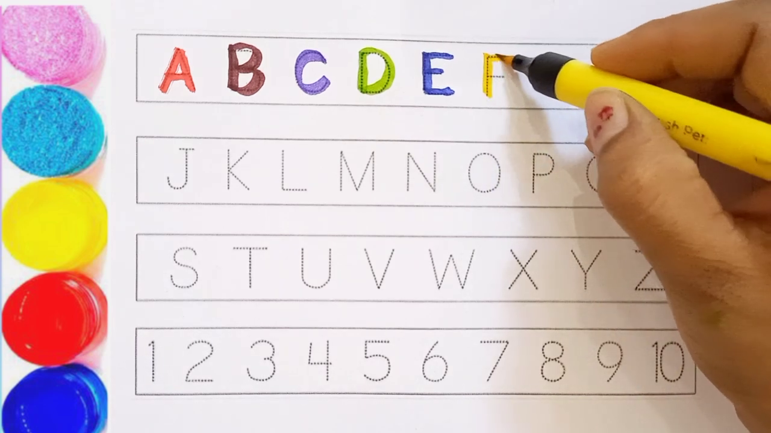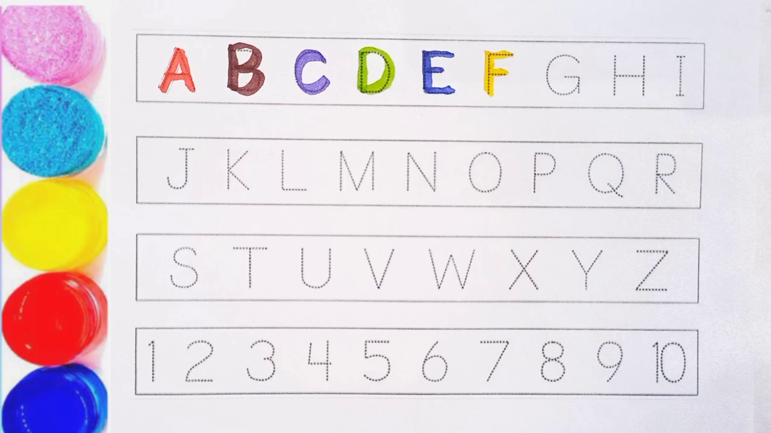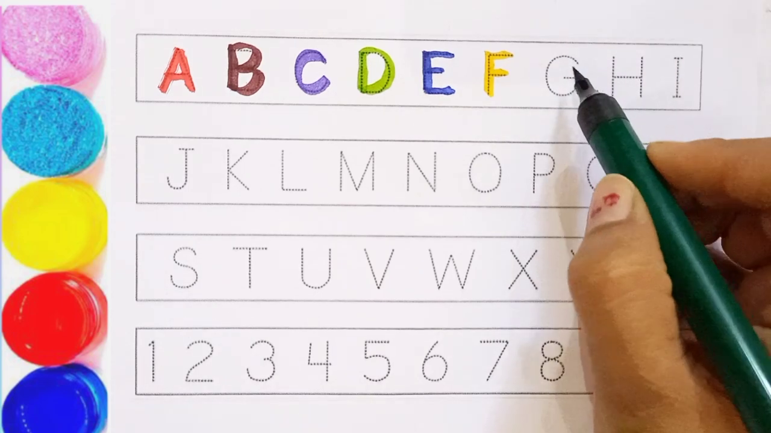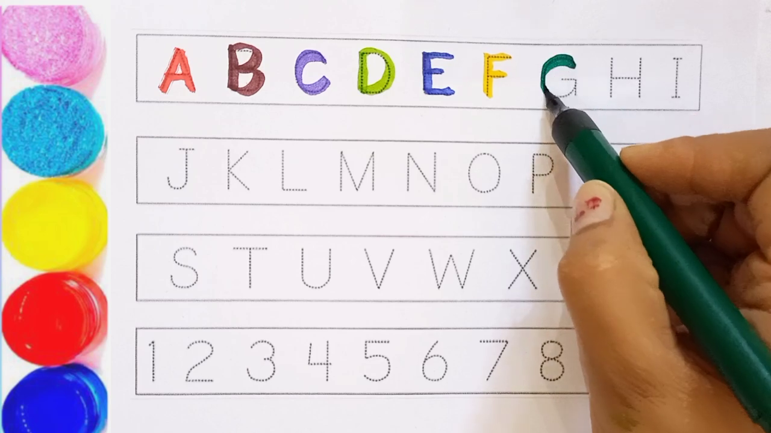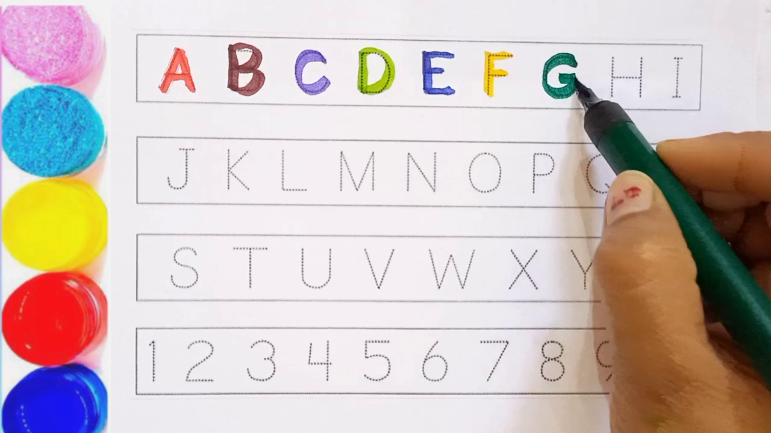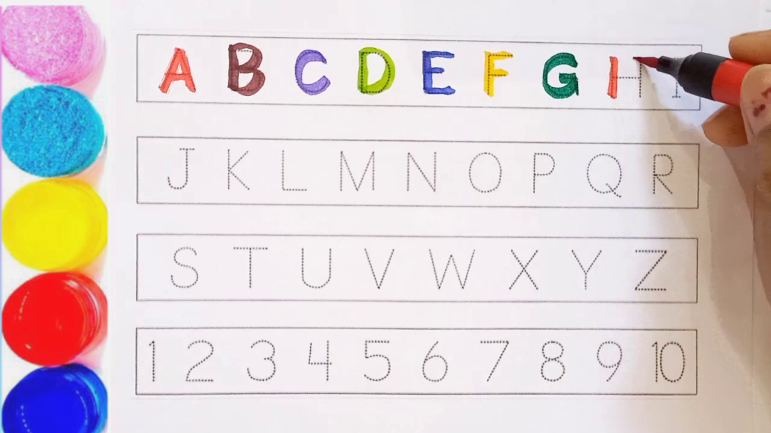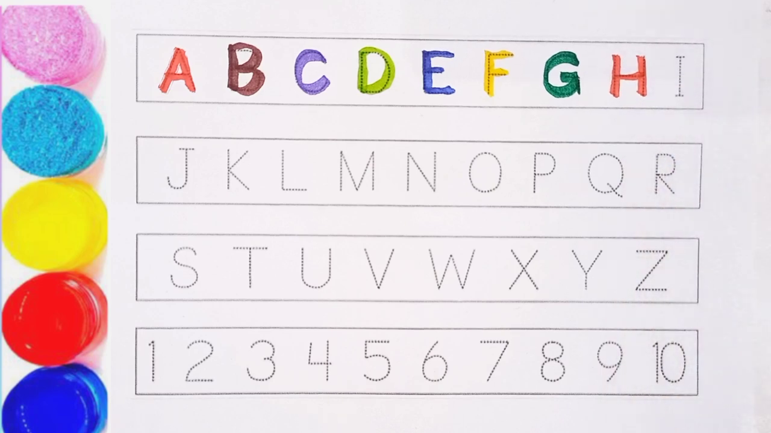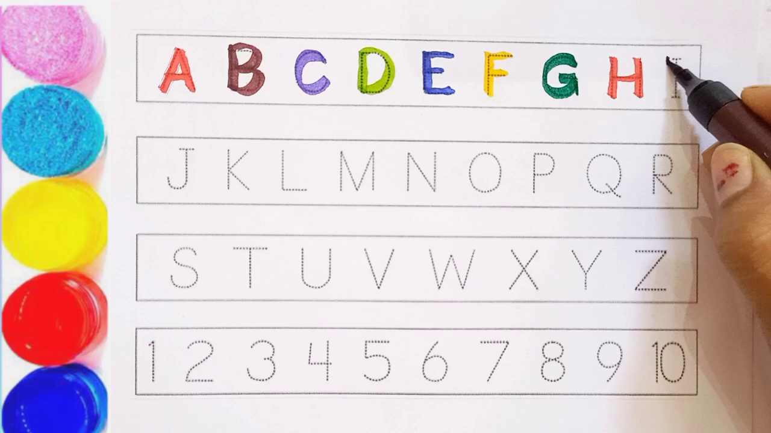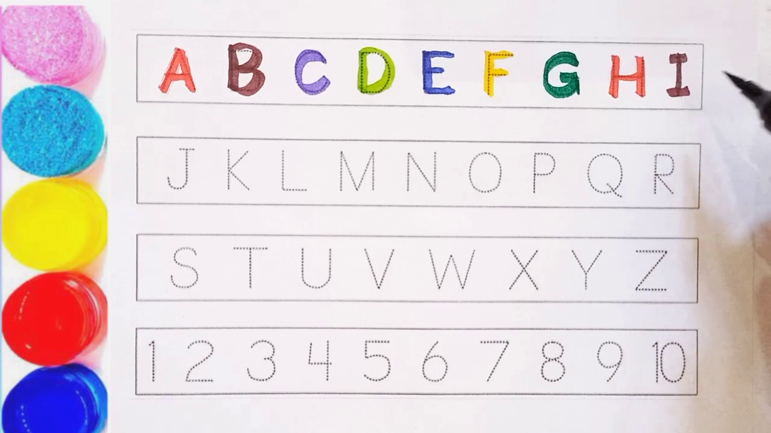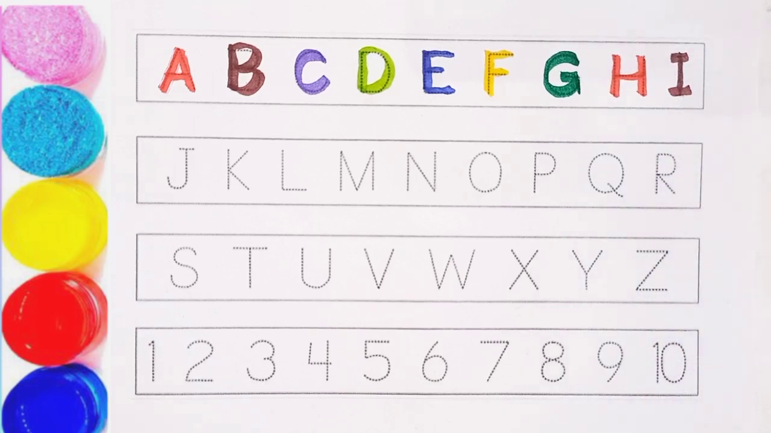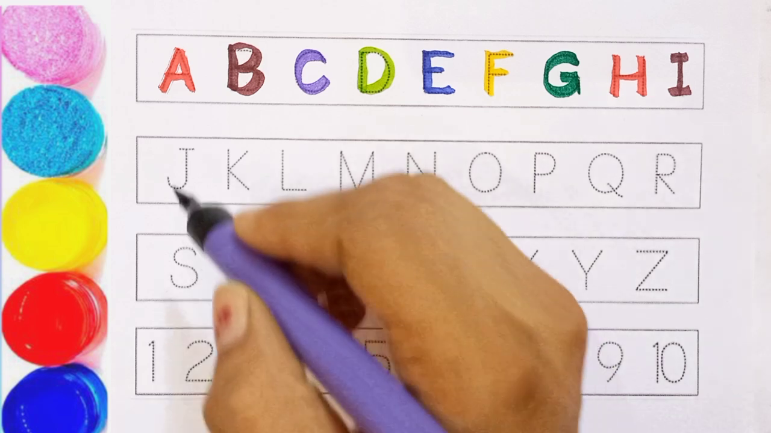Yellow color. F, F for fish. Green color. G, G for guava. Red color. H, H for hen. I, I for ice cream.